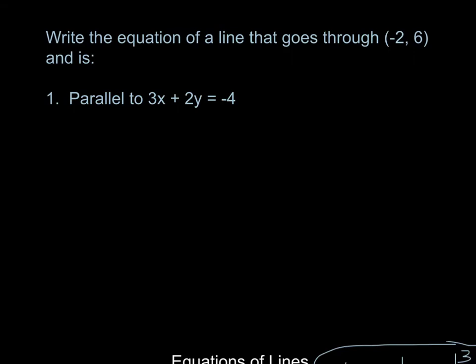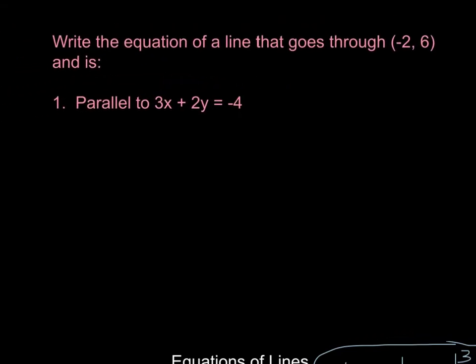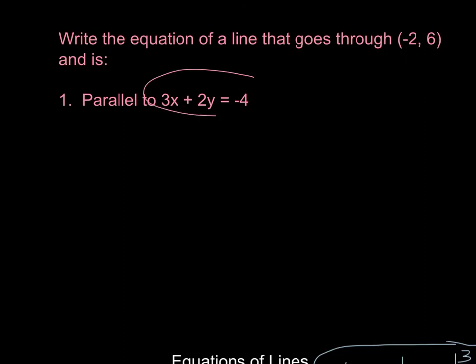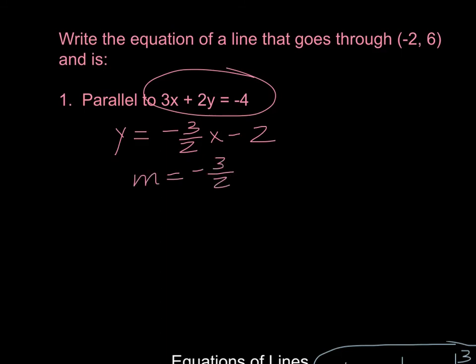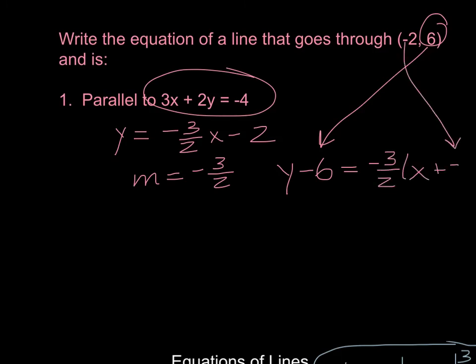Well, first we have to take this and we have to find the slope of that line. So you solve for y and you get y equals -3/2 x minus 2. As you can see, the slope is -3/2. So using the point-slope form, y minus 6 equals the slope -3/2 times (x minus -2), which becomes x plus 2, and so here's your answer.